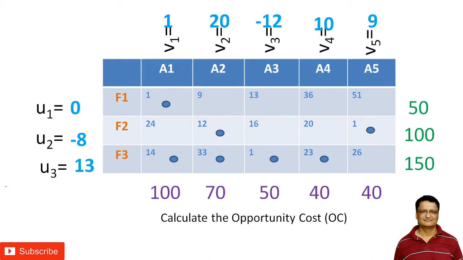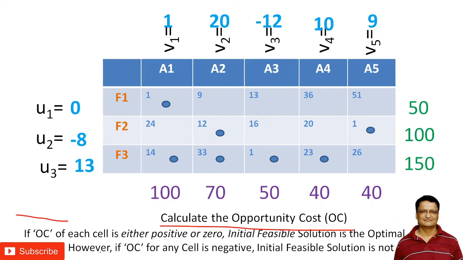Now we need to calculate the opportunity cost, right? So what is an opportunity cost? Let us see. OC is the opportunity cost. If the OC of each cell is either positive or 0, the initial feasible solution is the optimum solution. However, if the OC for any cell is negative, the initial feasible solution is not an optimum solution.